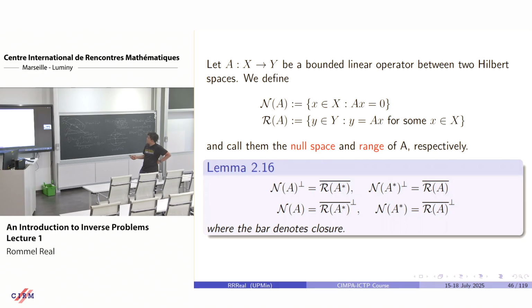Going through the notation here, if A is a bounded linear operator between two Hilbert spaces, then we define the null space of A as all the elements in the space X such that the value of the operator A at x equals 0, and R of A as the range of A, which is defined in this way. That's simply all the elements in Y that can be expressed as A times x for some x in X. We have this very useful relationship between the null space and the range of A and its adjoint, also in terms of orthogonal projections. Let's take note of that one.